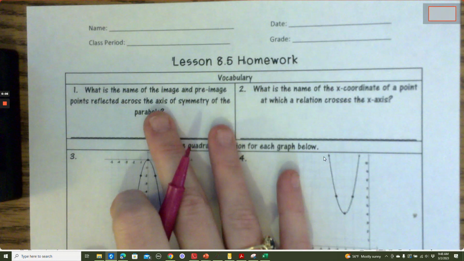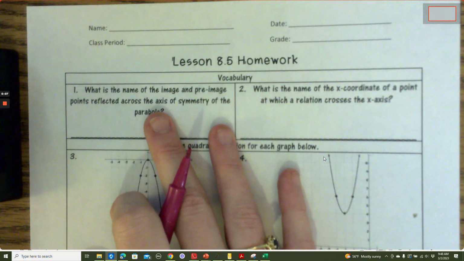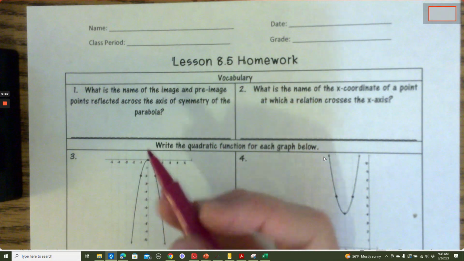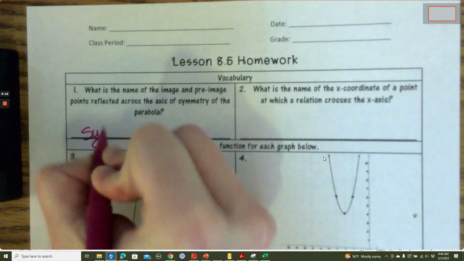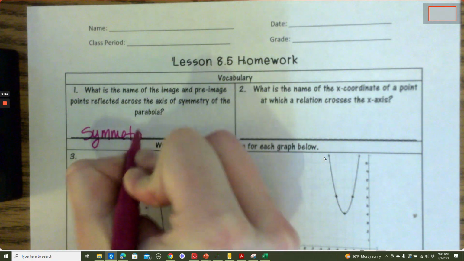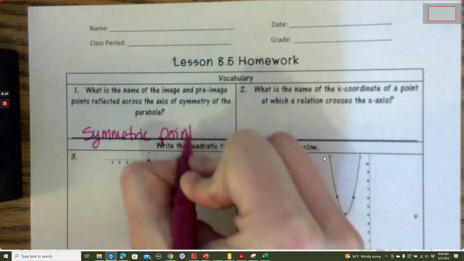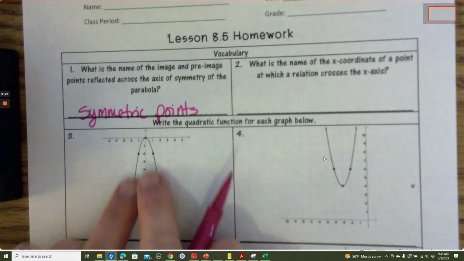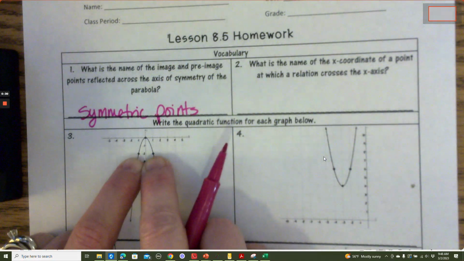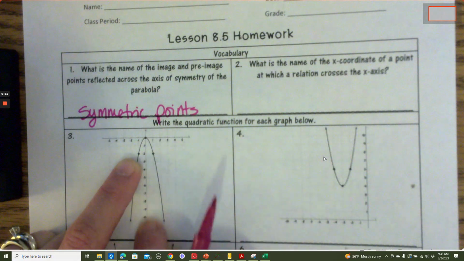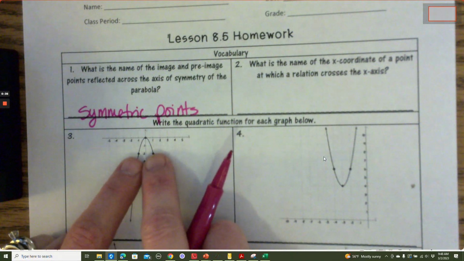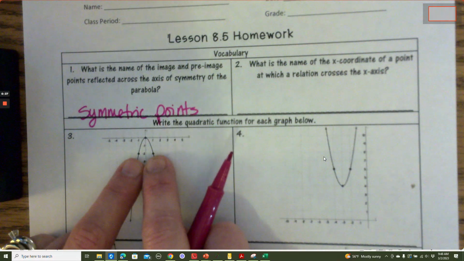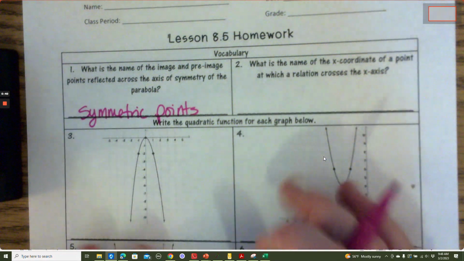All right, number 1, what is the name of the image and pre-image points reflected across the axis of symmetry of the parabola? These are called symmetric points. Remember, if something's symmetrical, they match up. So if you have symmetric shapes, you can turn them, twist them, flip them, and they'll fit perfectly on each other. So like these 2 points here would be symmetric points. The axis of symmetry would be that line going down through that vertex. And the points that have the same y value but different x's, those are called symmetric points.